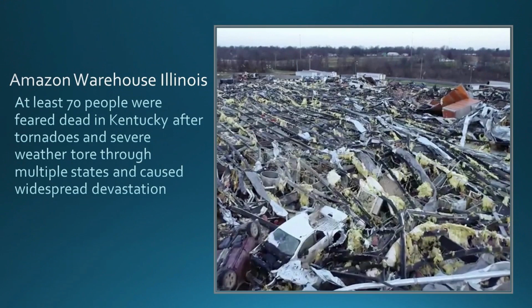Here's an example of an Amazon warehouse in Illinois. At least 70 people were feared to be dead in Kentucky after tornadoes and severe weather tore through multiple states and caused widespread devastation. I'm sure you've seen pictures like this one and others we're going to look at soon. The debris is massive. The cleanup is massive.